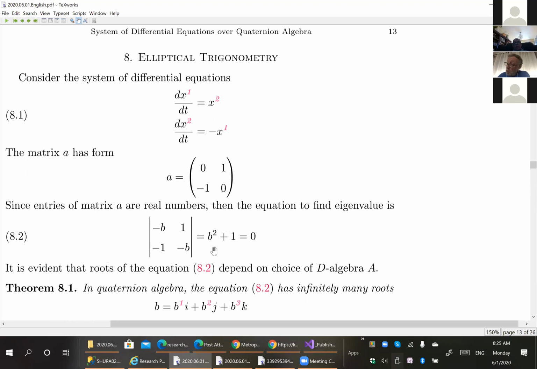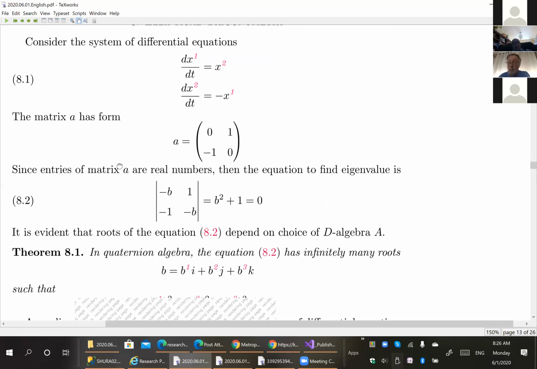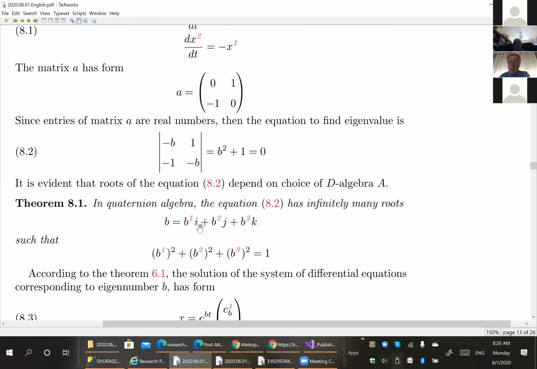And I have the equation B squared plus 1 equals 0. Here we see a very unusual situation because in quaternion algebra, this equation has infinitely many solutions. Namely, any solution of this equation has the form b1 i plus b2 j plus b3 k, where the norm of this vector is equal to 1. So it's like a circle around 0.